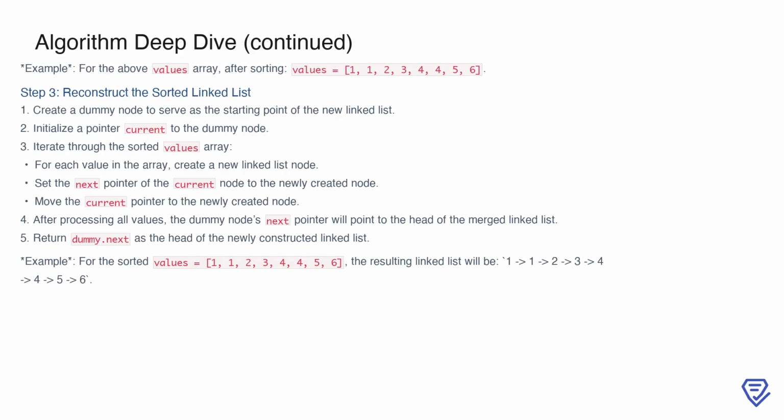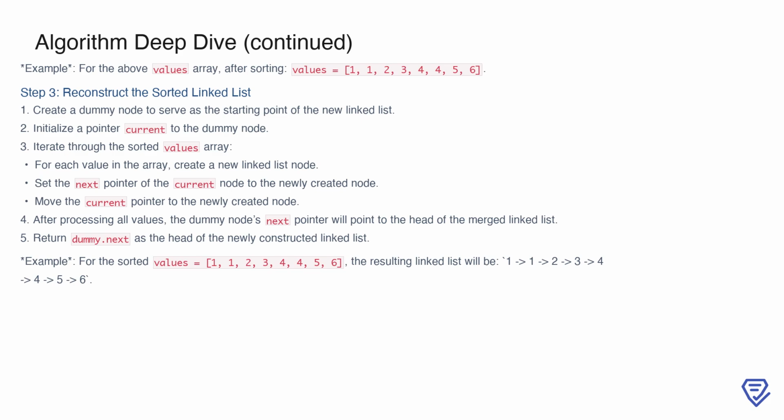To do this, we create a dummy node that serves as the starting point of the new linked list. We also initialize a pointer, current, to this dummy node. Then, for each value in the sorted array, we create a new linked list node and link it to the current node by updating its next pointer. We move the current pointer to the newly created node after each insertion. Once we've processed all the values in the array, the dummy node's next pointer will point to the head of the fully constructed sorted linked list.